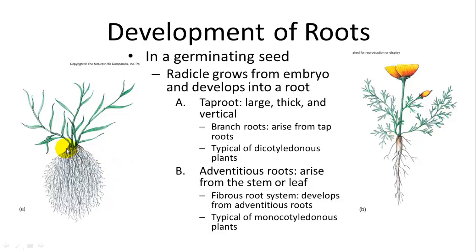Whereas adventitious roots do not have a big taproot. Instead, the roots are actually derived from the stems or the leaves, and then they grow down. So the stem grows first, and then the leaf grows. The roots grow from the stems into the ground, and this is typical of monocots.